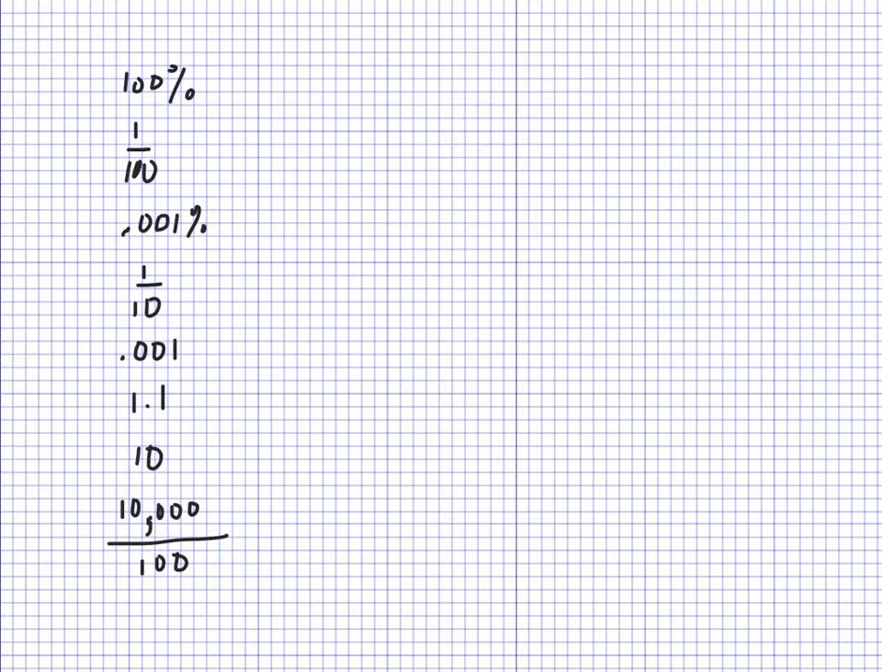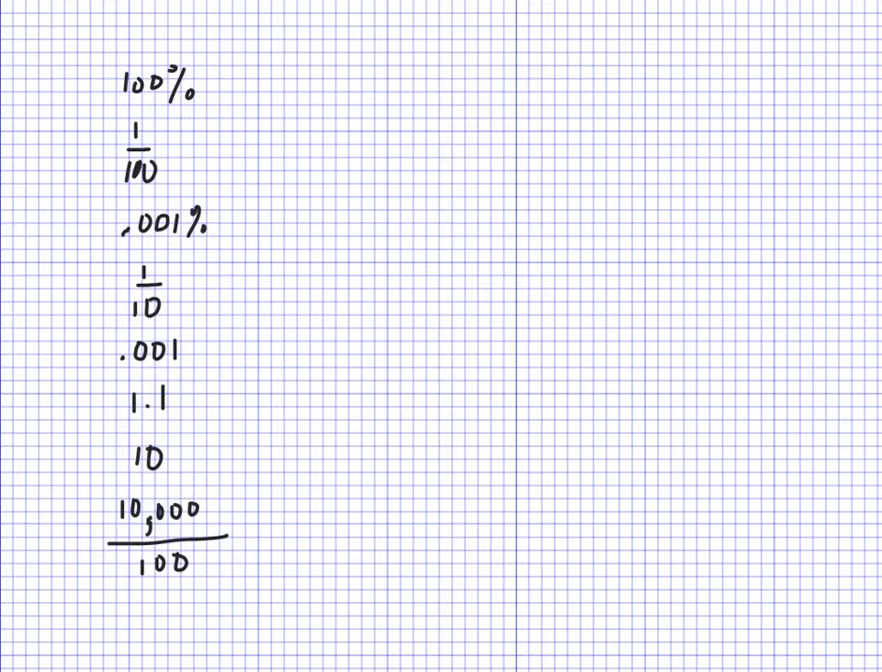Now this problem asks us to rank order the following from least to greatest. Now when I'm looking at these values, I'm seeing percents and I'm seeing fractions and decimals. Most students have an easier time ordering decimals, so we're going to convert these to decimals.